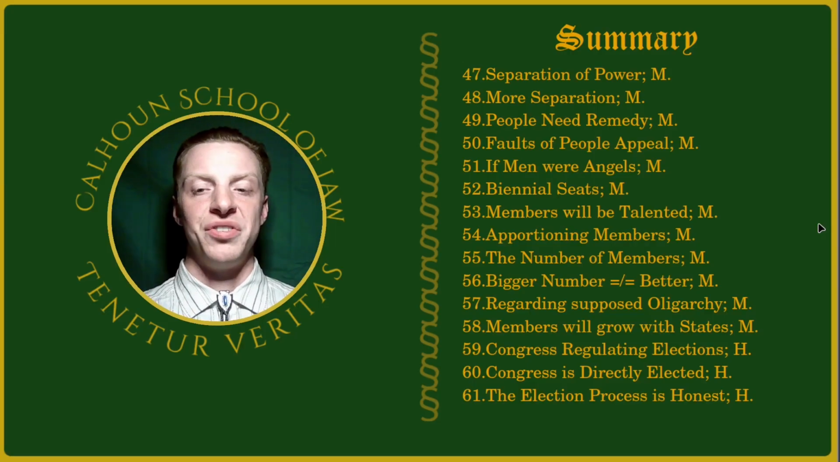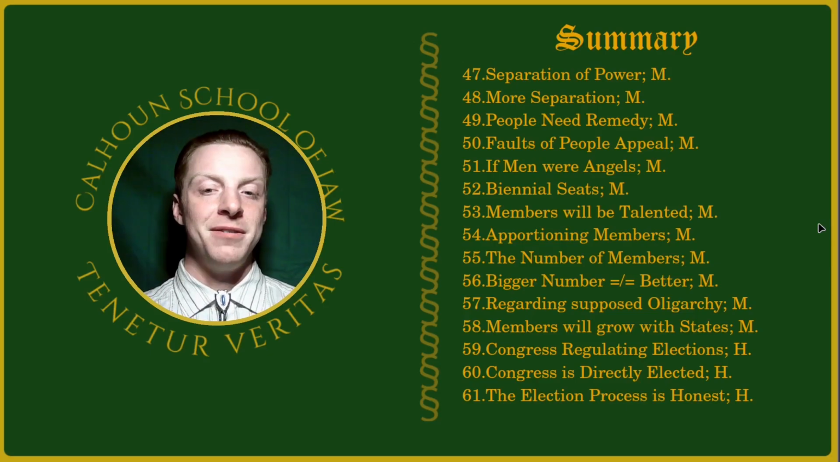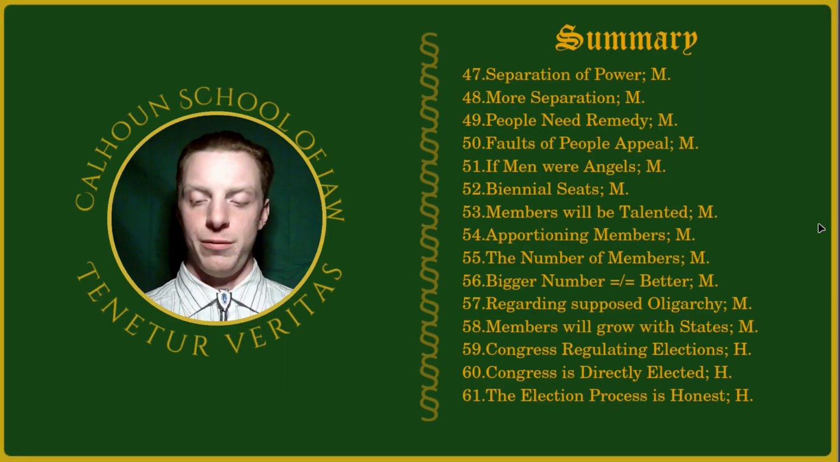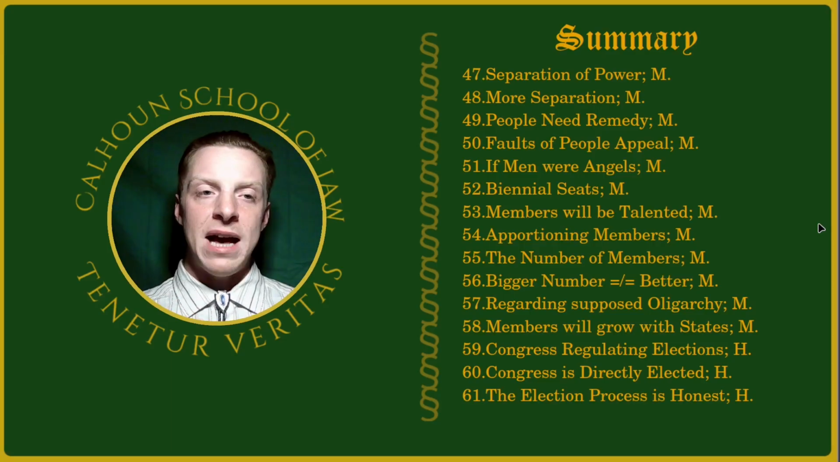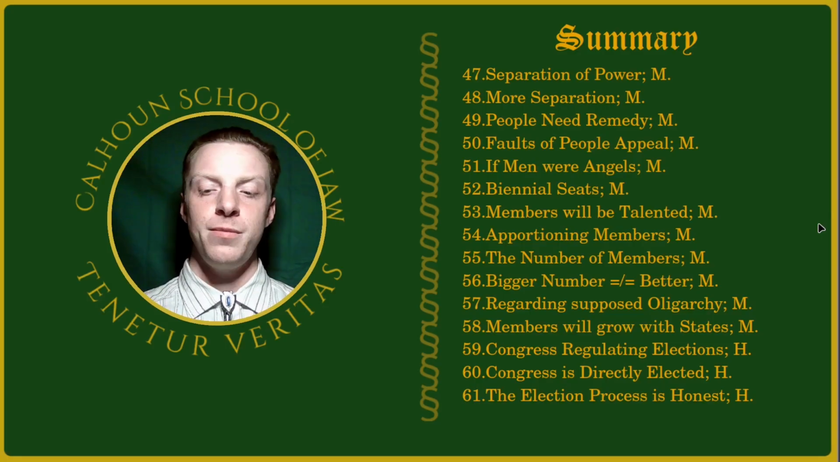Number 61, the election process is honest, again from Hamilton. Really kind of making a naive statement, a naive argument, but that was his argument nonetheless, that they did the best they could to establish an election system that was, of course, representative of the states, of the citizens, but also equitable, was equal in representation, and was as equally accessible as possible.